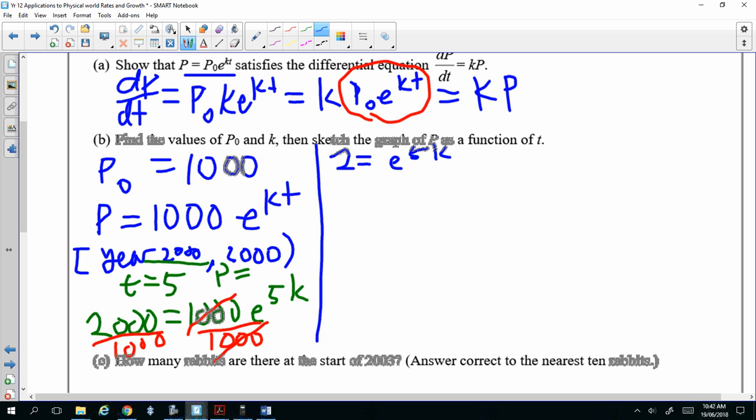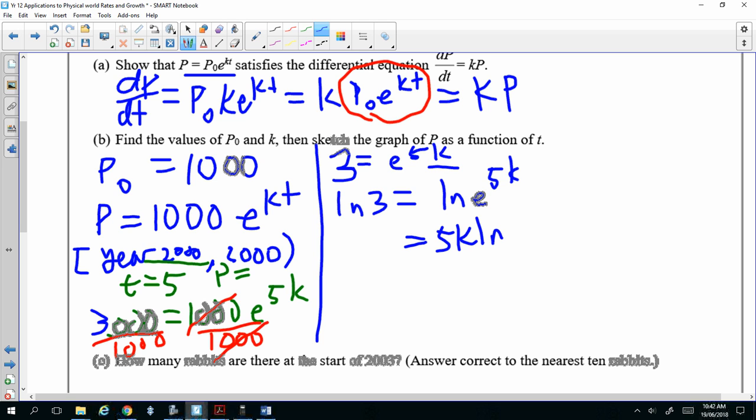Sorry, it's 3,000, so that will be 3. And then we're going to ln both sides. ln 3 equal to ln e to the power of 5k. Whenever we want to find the power, you use ln, and then ln brings the power down. That's why we use ln. And ln e is 1. So you write 5k times 1, which is ln 3. So k equal to 1/5 of ln 3.